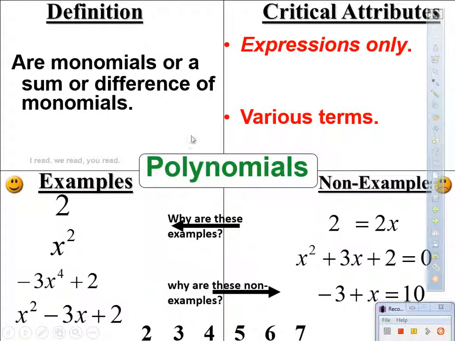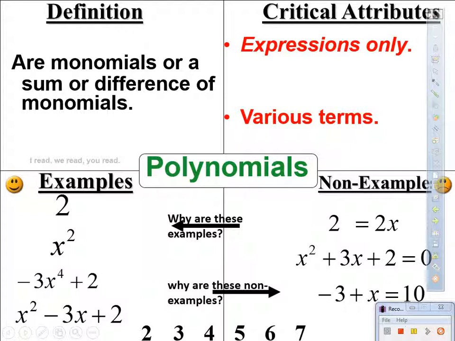What are polynomials? We already know what they are: monomials, or the sum or difference of monomials. I gave you examples and non-examples. We know that they are expressions with various terms. Are we there? All right. Any questions with polynomials?